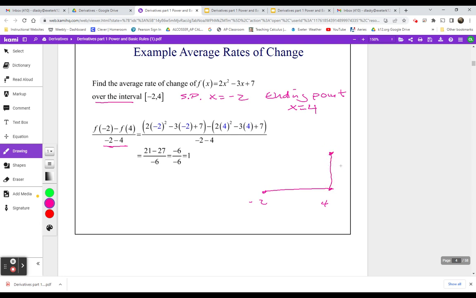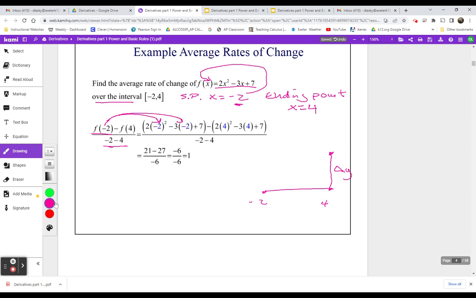Well, that is going to be my change in y's. So don't forget, every time I put an x value into here, I get out a y value. So you won't see it written as y equals. You'll see it as f of something. So f of -2 means that I take the -2 and I plug it into the original function. That's all they're saying here. So when you see that, don't panic.